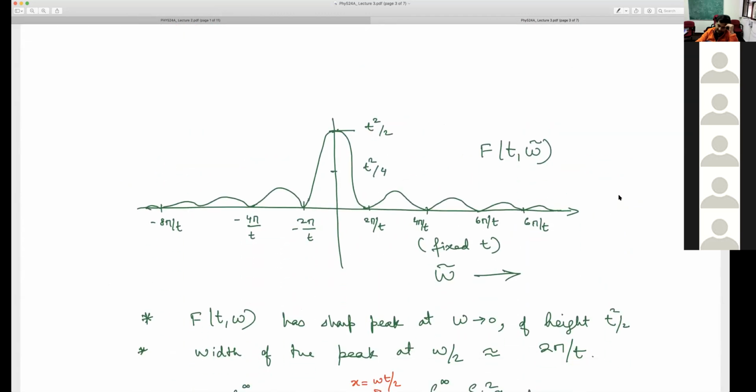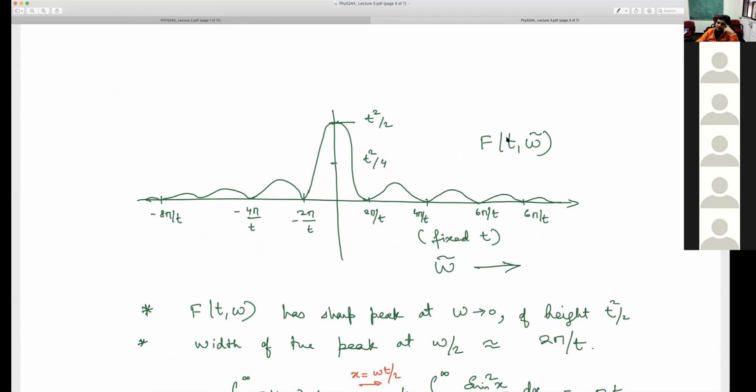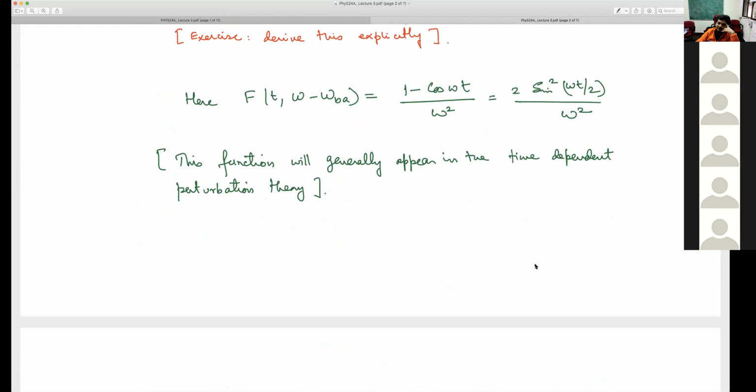Now let's analyze this function a bit. So f_t of ω̃, where I am plotting this for a fixed t and varying ω̃, right? So this is sin²(ω̃t/2) divided by ω̃², right? So what happens when, let's say, ω̃ goes to 0? That's a question I need an answer for.